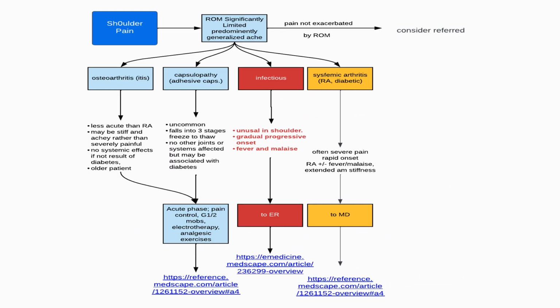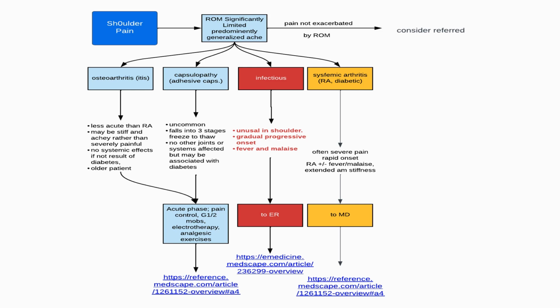Let's look at the case of generalized shoulder pain, that is around the deltoid, front of the shoulder, top of the shoulder, just generally around the shoulder. Mostly aching, although it may be acute, more sharp pain on the movements, and significantly limited range of motion.